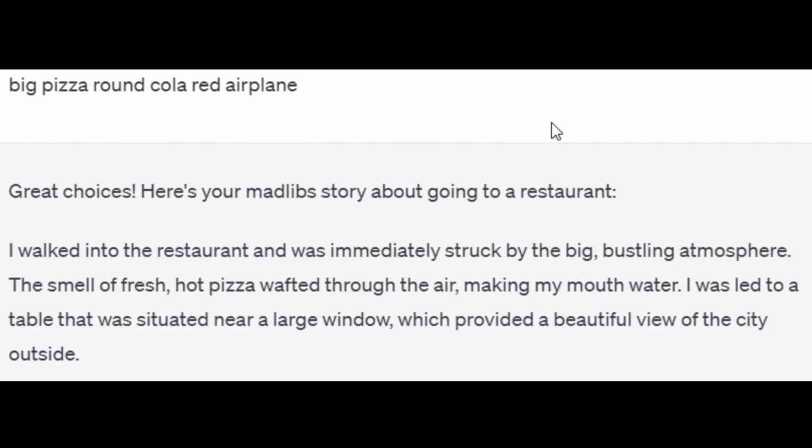I walked into the restaurant and was immediately struck by the big bustling atmosphere. The smell of fresh hot pizza wafted through the air, making my mouth water.